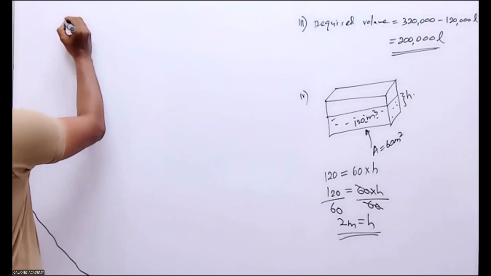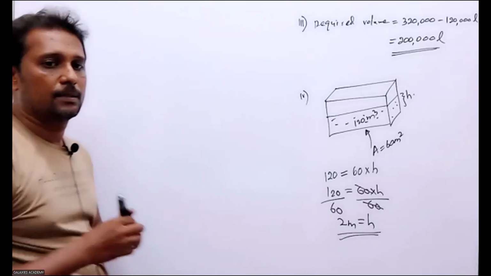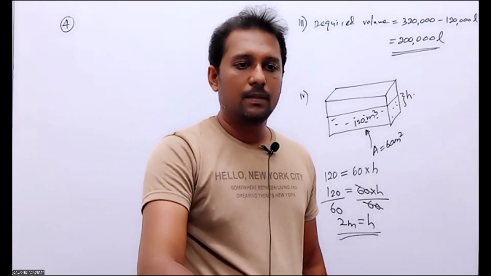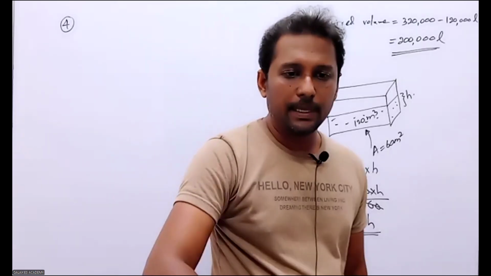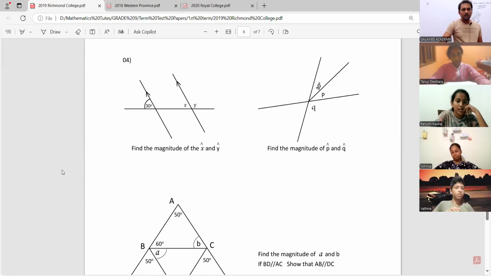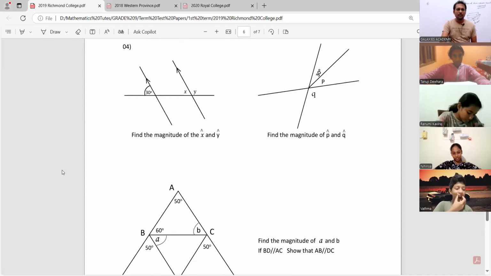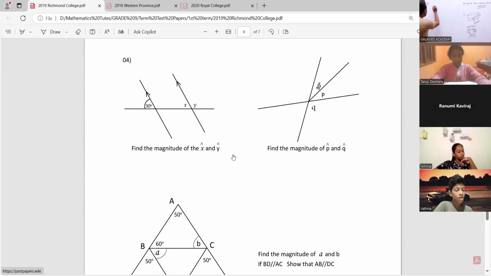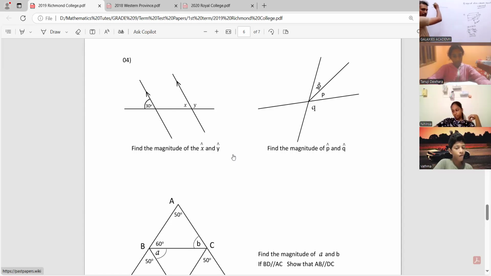Right, the fourth question, given from the angles. Look at this one. Find the magnitude of x and y. The diagram is given like this.